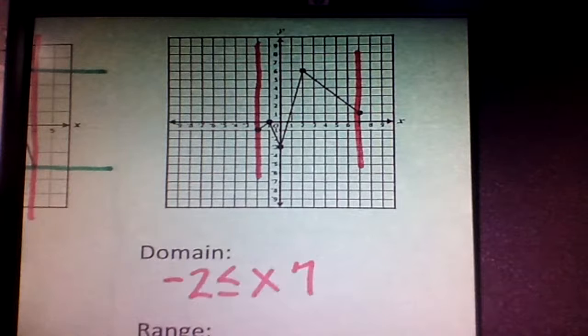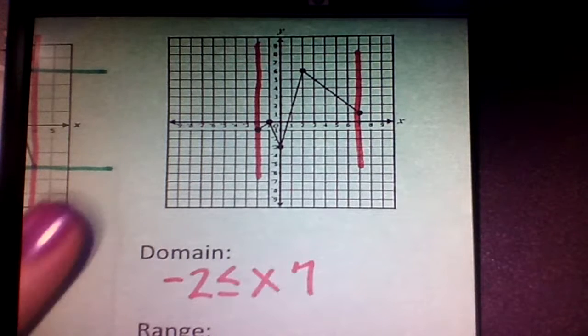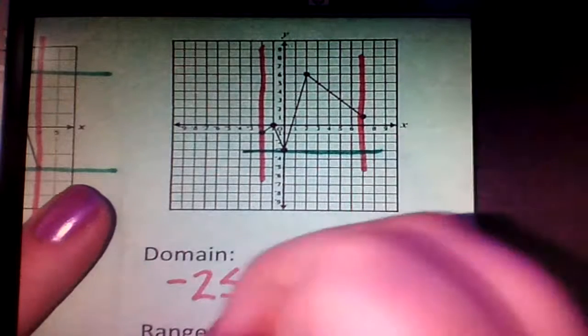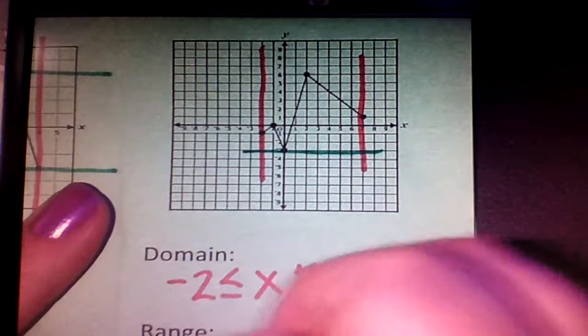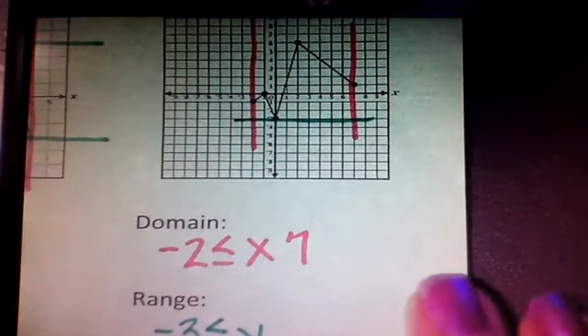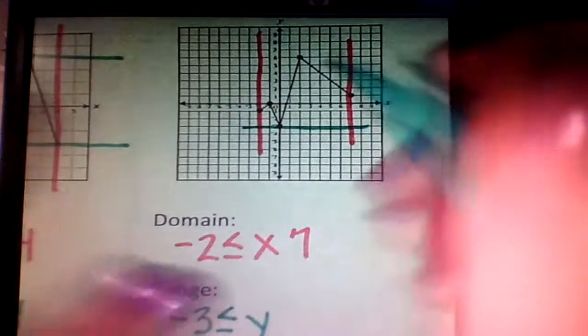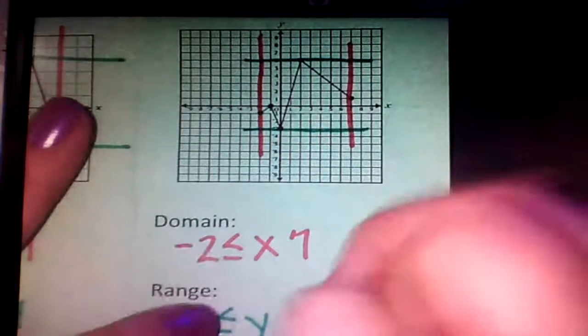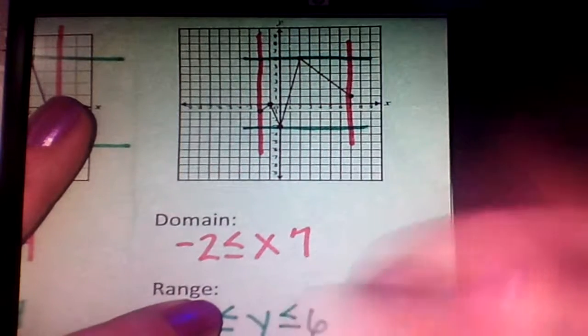How low? -3. So -3 is less than or equal to y. And how high? +6. Less than or equal to 6.